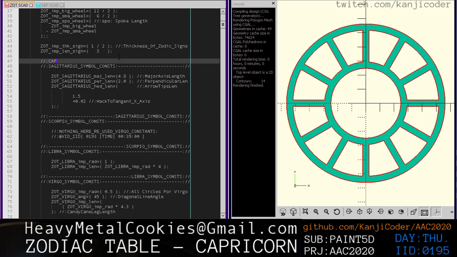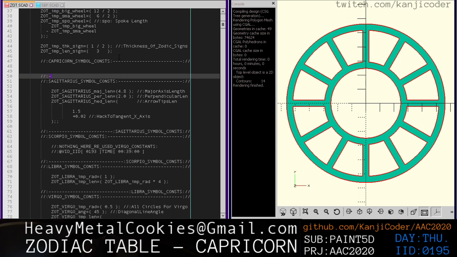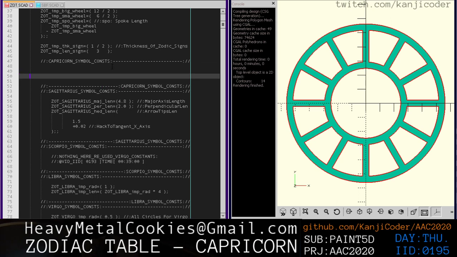So we're going to say Capricorn symbol consts. Right, we just want to keep a consistent convention here, and this is how we've been doing it. Okay. And then for here, we're going to say ZOT Capricorn, and then rad, or radius. Oh, but it's imperial radius, right? So the radius is imperial. And that equals what? It equals, I don't know, we could try 2, we could try 2.5, something.